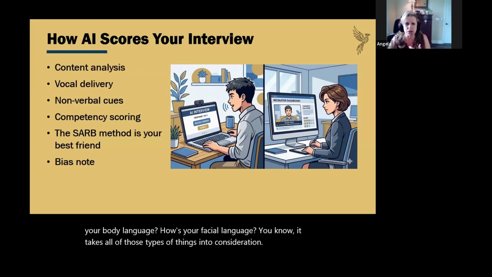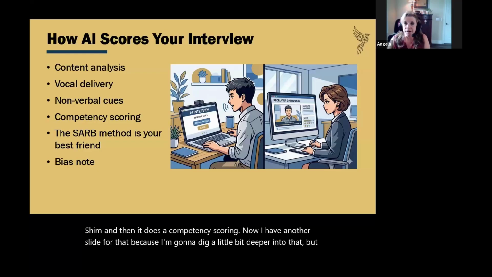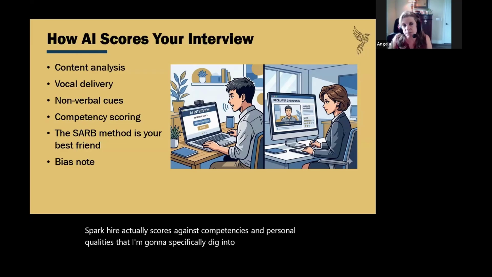And then it does a competency scoring. Now, I have another slide for that because I want to dig a little bit deeper into that. But it does assess certain competencies based off of your responses. Spark Hire actually scores against competencies and personal qualities that I'm going to specifically dig into because with my analysis, a lot of these companies will dig into very similar ones.